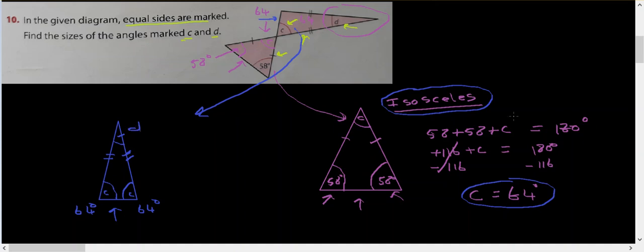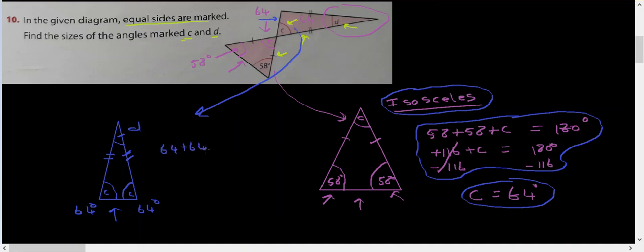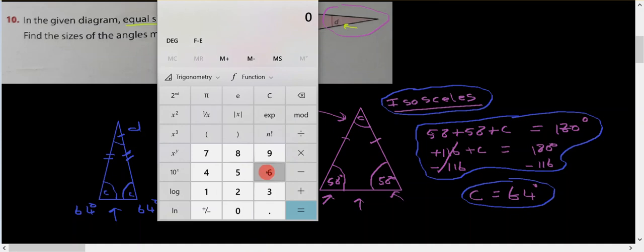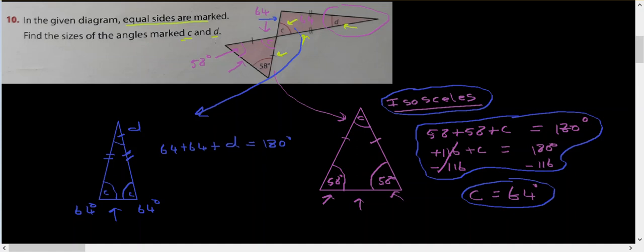Again, we can use this same algebra here to figure out what that angle is. What we know is that 64 plus 64 plus the angle D has to equal 180 degrees. It's the rules of a triangle. 64 and 64, if we add those up, 64 plus 64 is equal to 128. So 128 plus D is equal to 180.